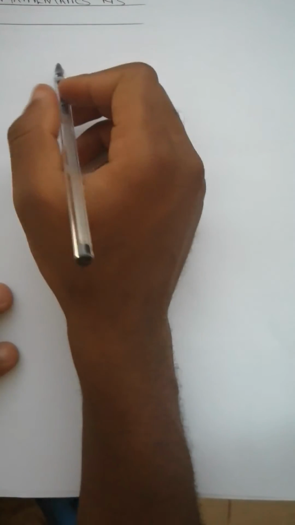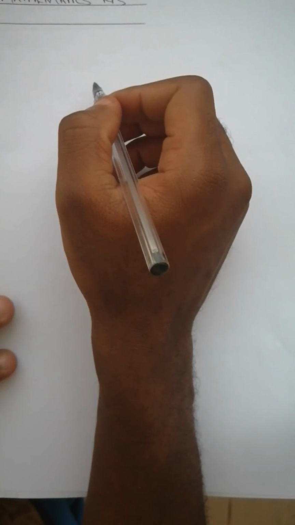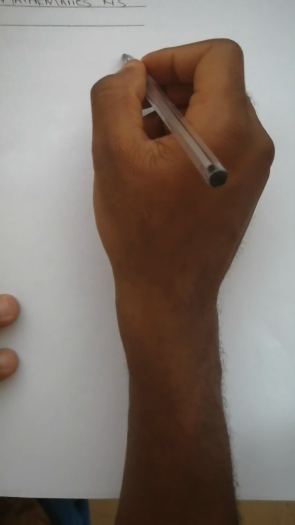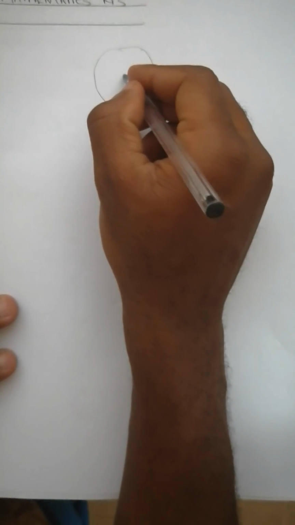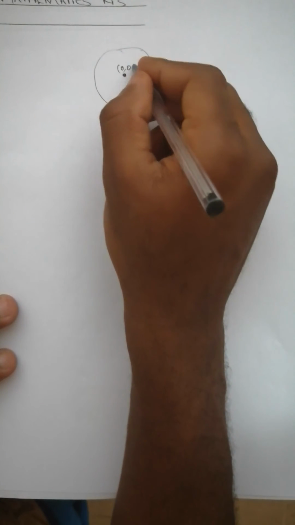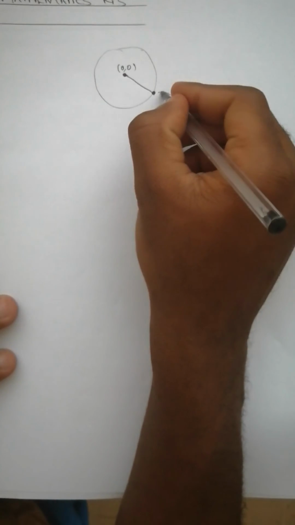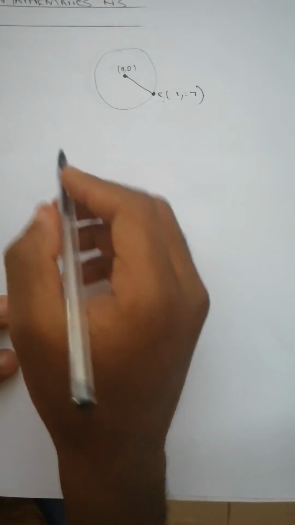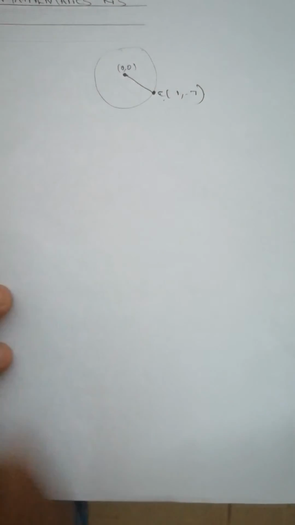And then 1.4.2 says determine the equation of the circle with the center at the origin and passing through point C. So if the origin is here at (0, 0), and it passes through C, which is (1, -7), that means the radius of the circle is the distance from O to C. So to calculate the radius, we're going to calculate the distance OC, and to do that, we'll use the distance formula.